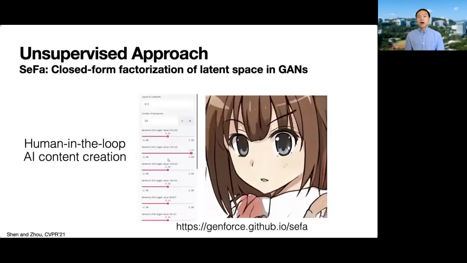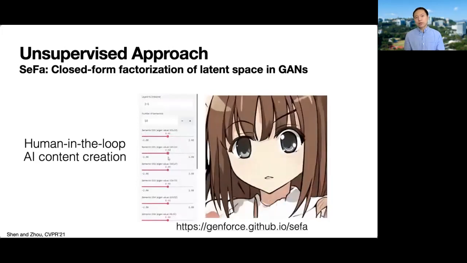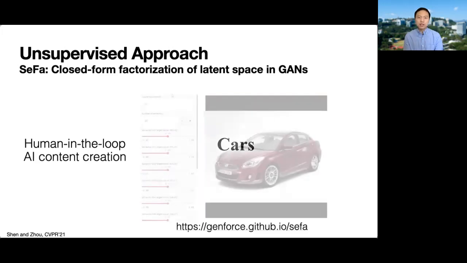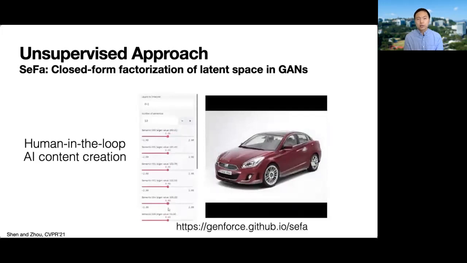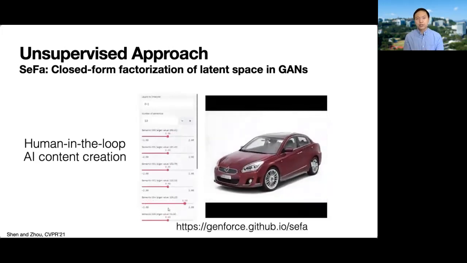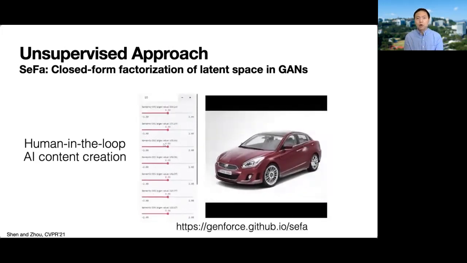That will be a very promising future direction. You can imagine it's not limited to image generation. It also can be extended to other data domains such as music generation or some industrial designs. So there is a lot of space out there to facilitate this human-in-the-loop AI content creation.